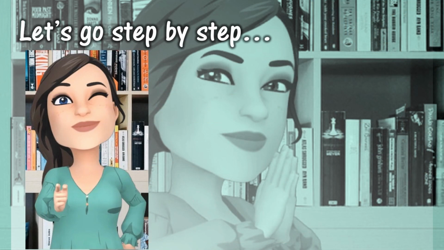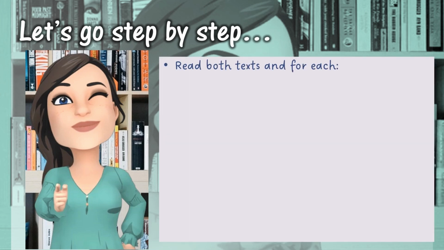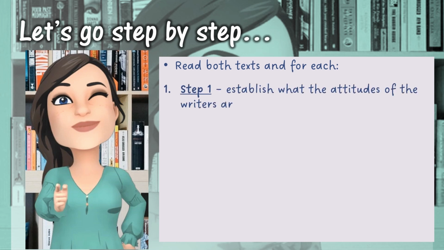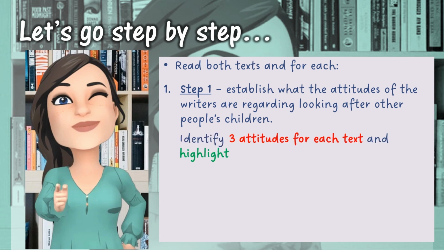A good way to answer this type of question is to take a step-by-step approach, as there are several elements you need to make sure you include. So the first thing you have to do is read both texts. And then step 1, establish what the attitudes of the writers are regarding looking after other people's children. For another question, it will be regarding whatever topic they give. So try and identify 3 attitudes for each text and highlight a quote to support each.